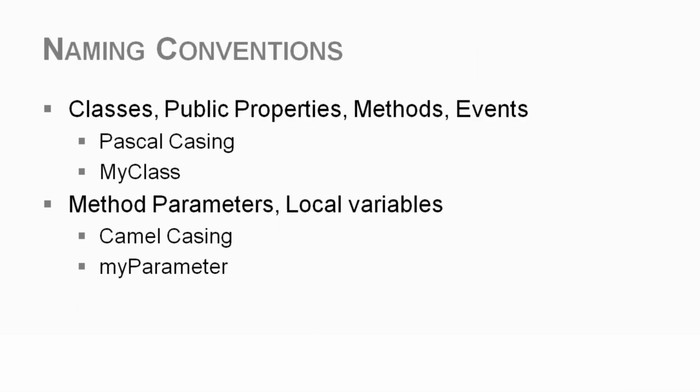.NET came out with a naming convention for classes, public properties, methods, and events called Pascal casing, which means the first letter is uppercased, and then each first letter of each word in a variable name or a class name or a property name is also capitalized. For method parameters and local variables, we use camel casing. In camel casing, the first letter is lowercase, and then the first letter of each word is uppercased. So it's like Pascal casing, except the first letter is lowercase.